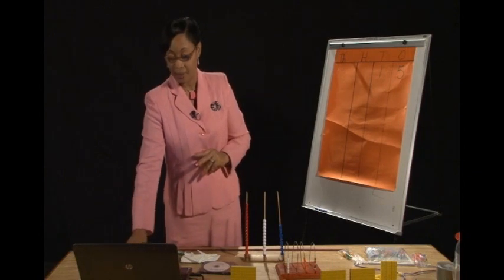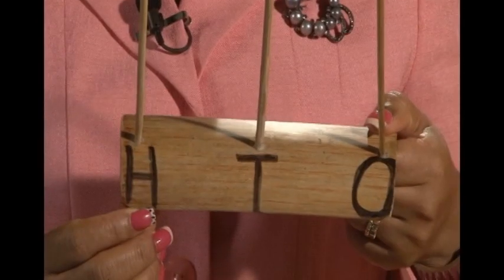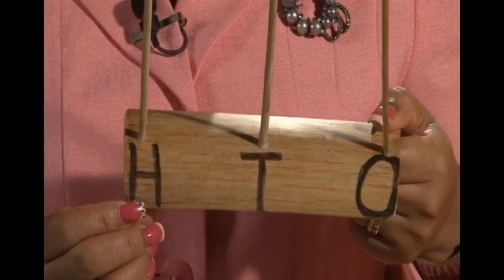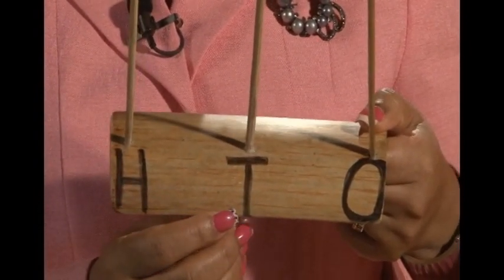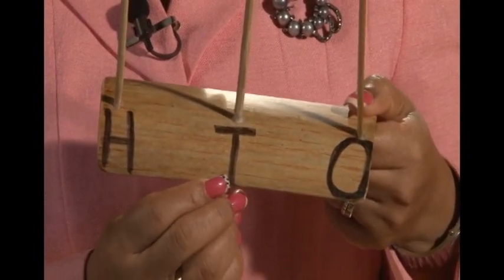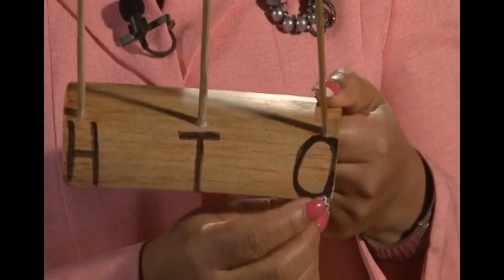Here is an example of the abacus. There are several examples of what the abacus looks like. You saw one earlier. Here in my hand, I have a model of the abacus. If you notice closely, right here you have H. What do you think the H represents? If you said hundreds, then you are correct. And next to the 100, we have our tens. That is what the T represents. And next to that, we have our ones.